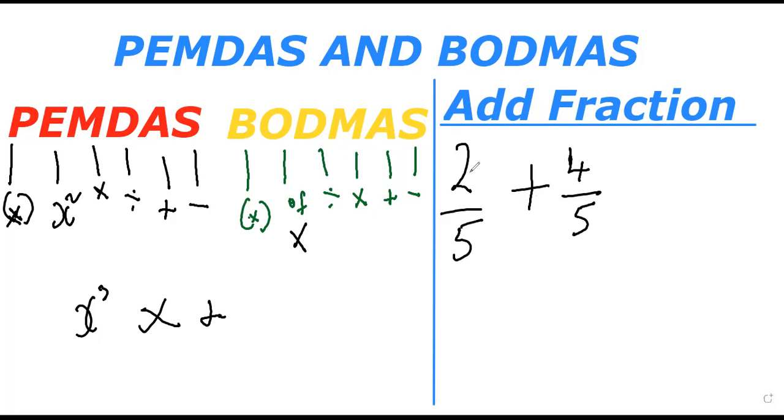Now we have 2 over 5 plus 4 over 5. Mind you, you cannot just add this like this, because right here you have a numerator and a denominator. So you cannot just add like that. This is a different ball game. So what are we going to do? We're going to look for the LCM of the 5s, which is also 5, because 5 can go into 5 without any remainder.